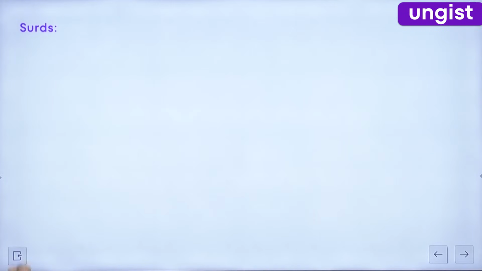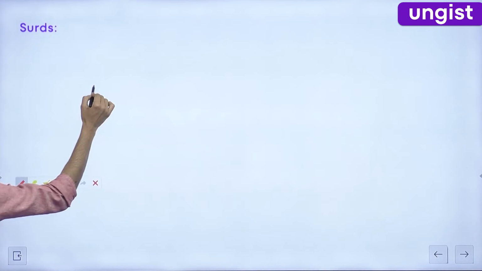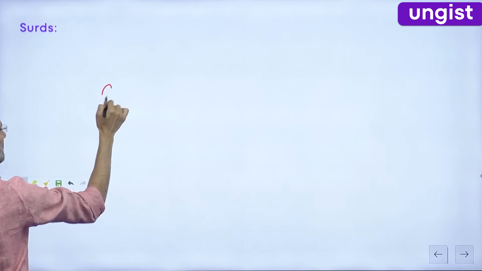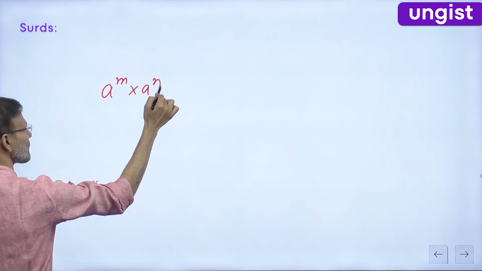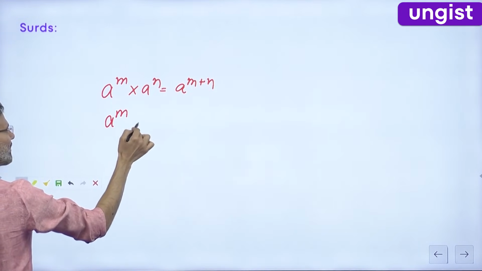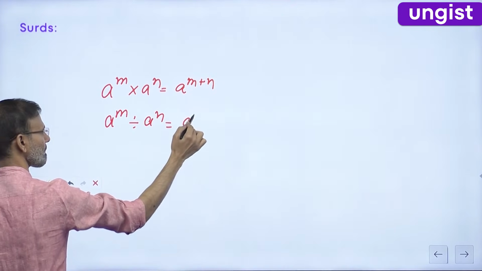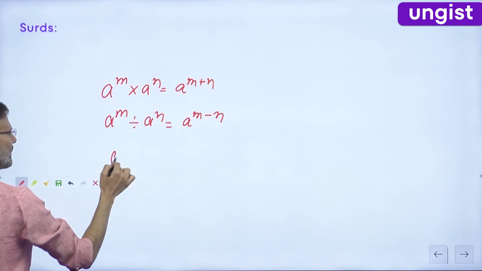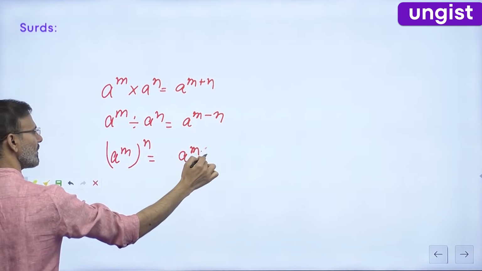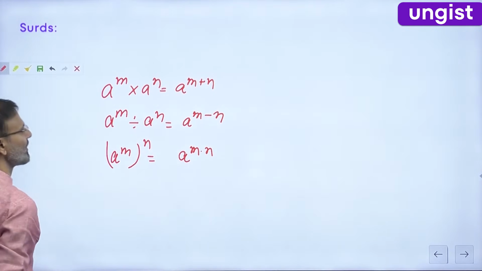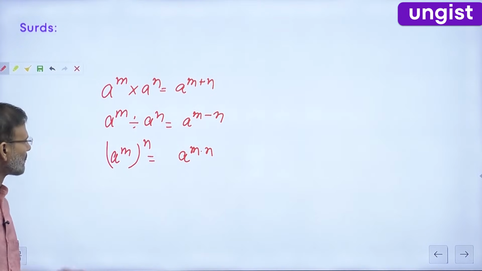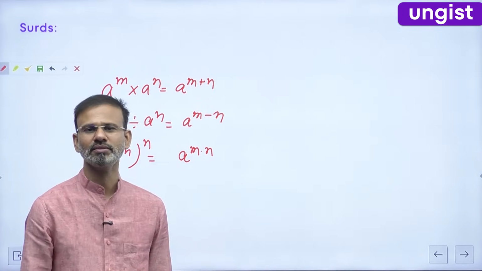Okay, surds and indices. मुझे ये बताइए, like we all know a to the power m into a to the power n is equal to a to the power m plus n. ठीक है, a to the power m divided by a to the power n is a to the power m minus n. And a to the power m, whole to the power n, is a to the power m into n. Everyone fine now? ठीक है? Okay guys, you know like a raised to the power 0 is what?